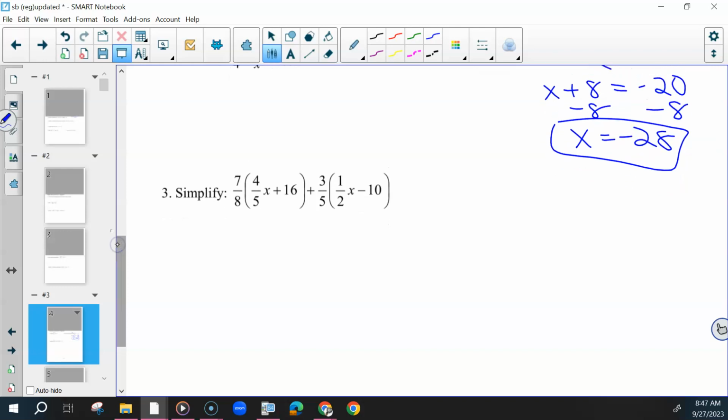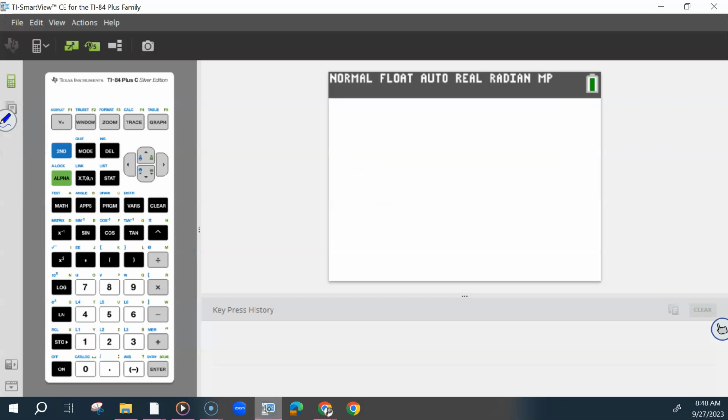Number 3 had a bunch of fractions, so I'm going to distribute the 7/8 to everything here, the 3/5 to everything here, but I'm multiplying across, so 7 is being multiplied to 4 and 16, 8 is being multiplied to 5 and 1, same thing here. I'm going to write it out as is, and then we'll start to simplify it. If you started to simplify first, that's fine. So here we have 28 over 40, x plus, I think that's 112.